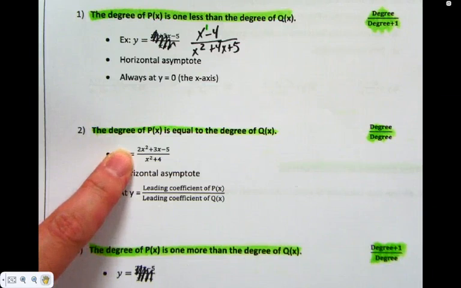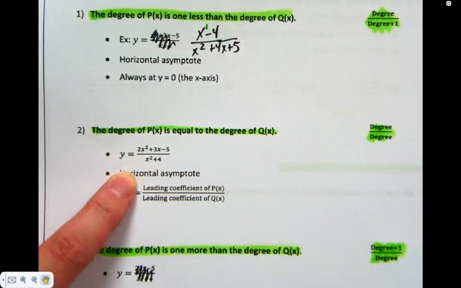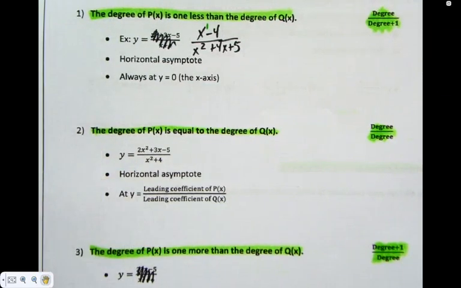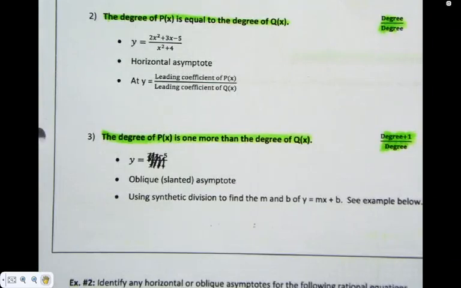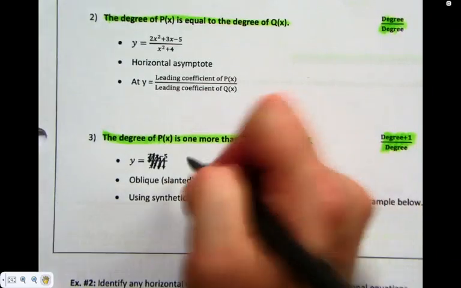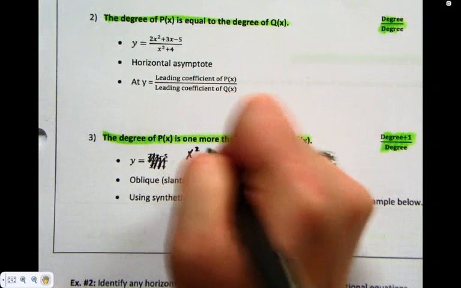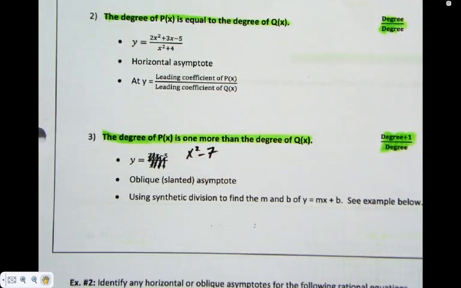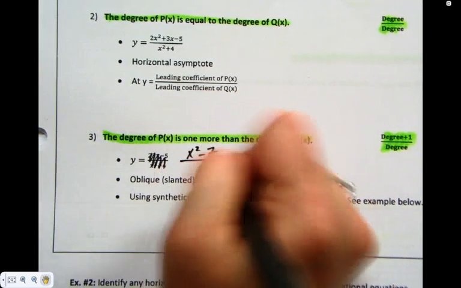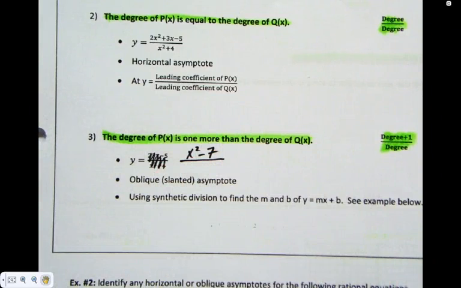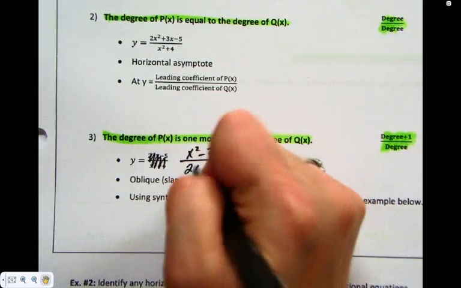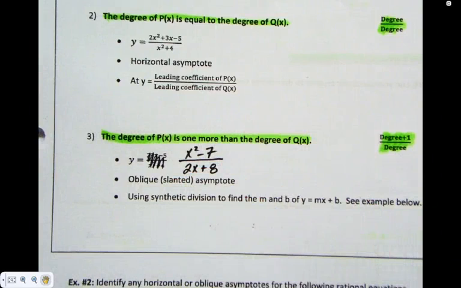The second situation is they're identical, and this example is fine. So the degree on the top is 2, degree on the bottom is 2. That's case number 2, they're identical. Third one is the top is 1 more than the bottom. So an example, we could have a parabola on top, x squared minus 7, which means we would have a linear function on the bottom, 2x plus 8. And I'm just making up these examples.